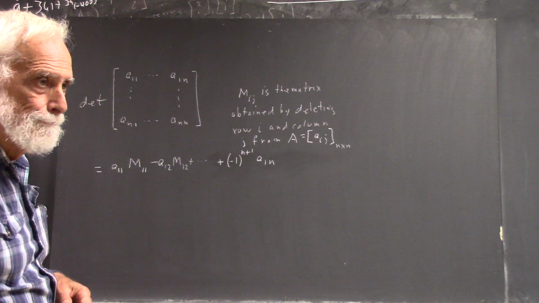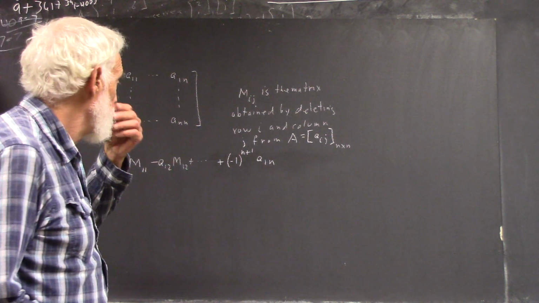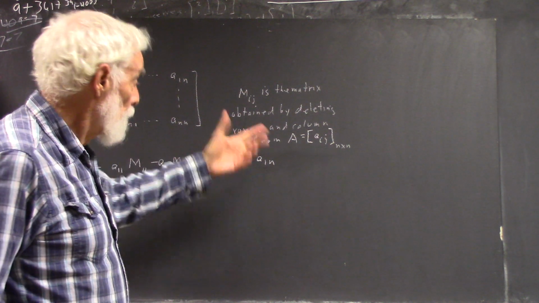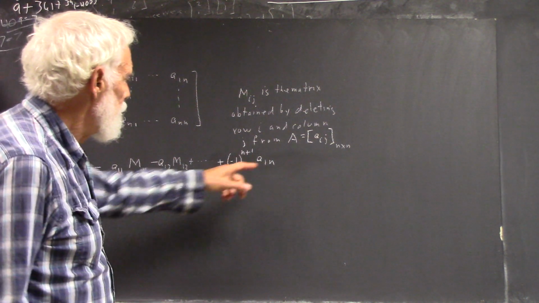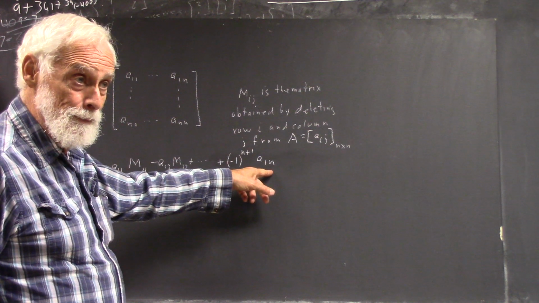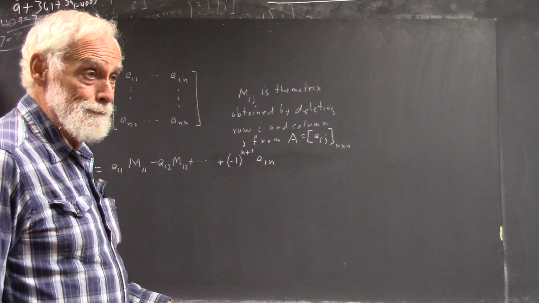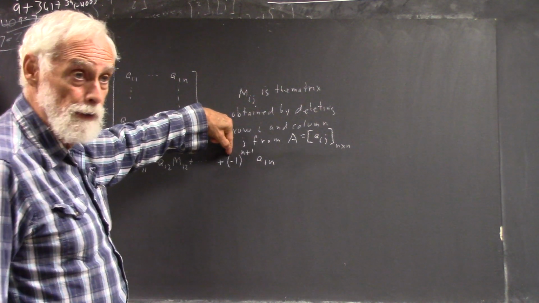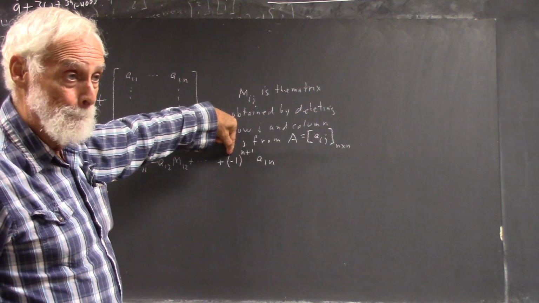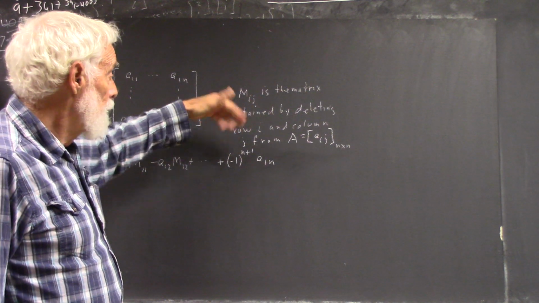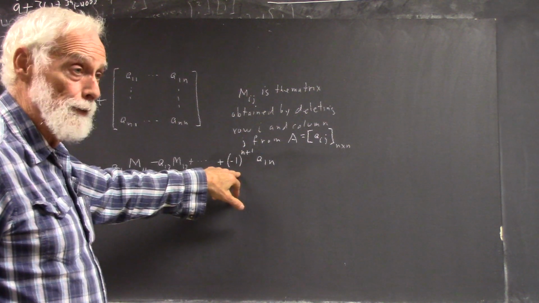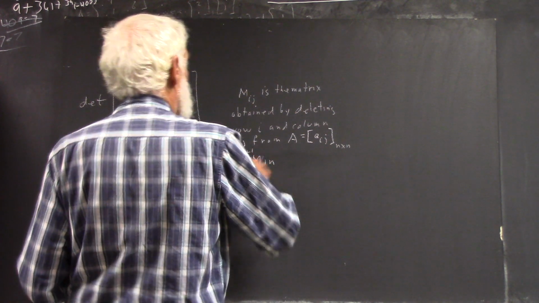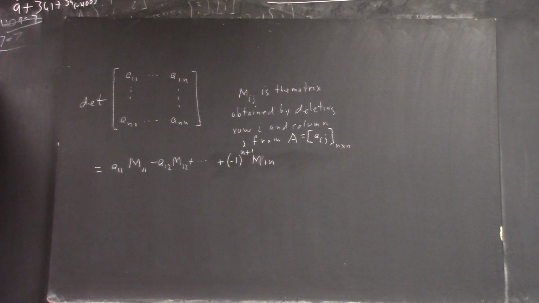Okay, it'll be negative 1 to the n plus 1 times A1n, so that if n is an even number, you're going to end with a negative. Okay? Because n is even, n plus 1 is odd, and an odd power of negative 1 is negative. Okay? And if n is odd, then you end up with a positive. And it's not A1n, it's M1n.